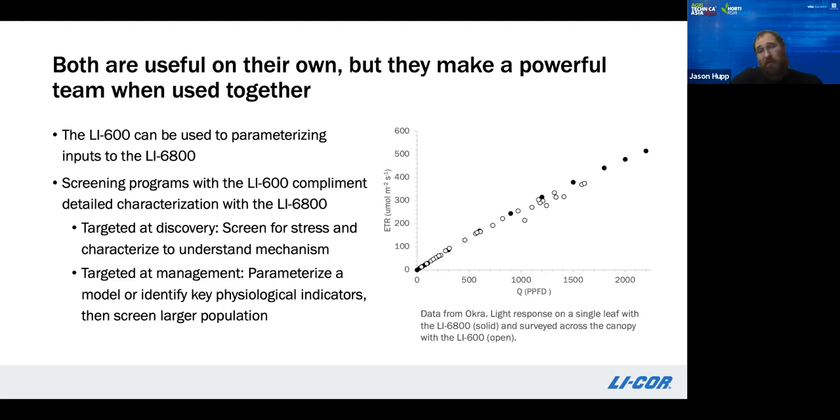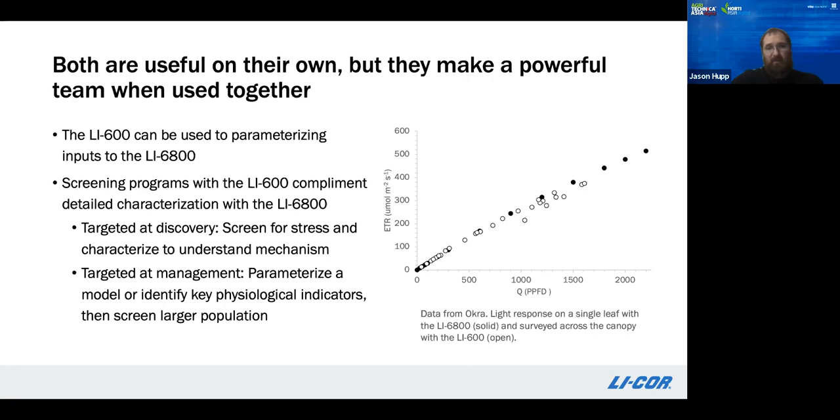But you can take a 600 and make measurements on the top and the bottom of the leaf separately. And you can make a reasonable estimate of what the stomatal ratio is, if you're measuring a healthy leaf in a fully engaged state. And so you can use the 600 in a number of ways to parameterize the inputs for the 6800 calculations.